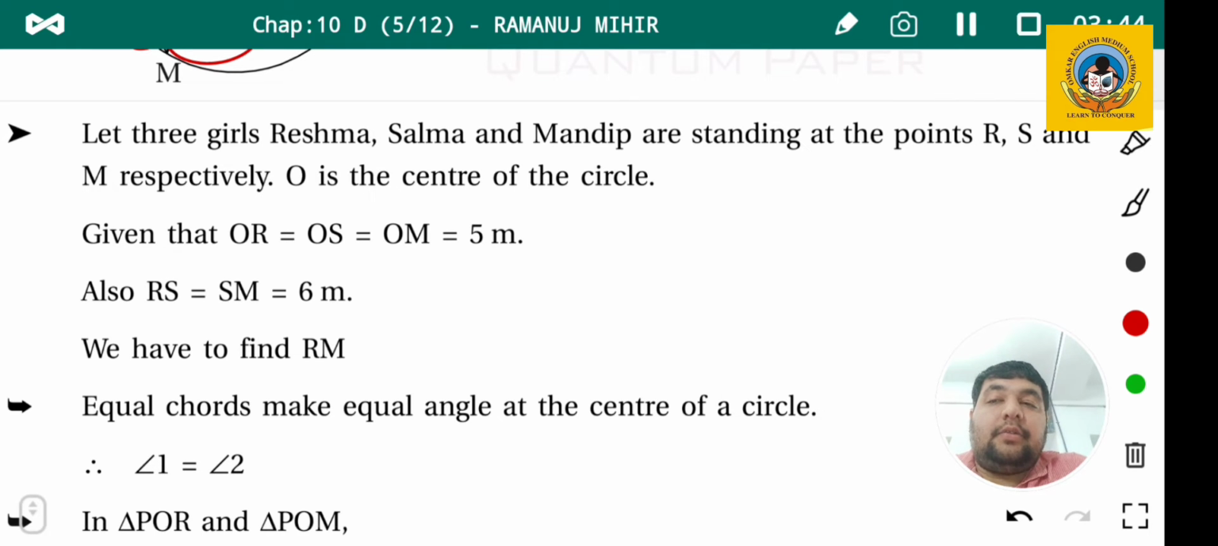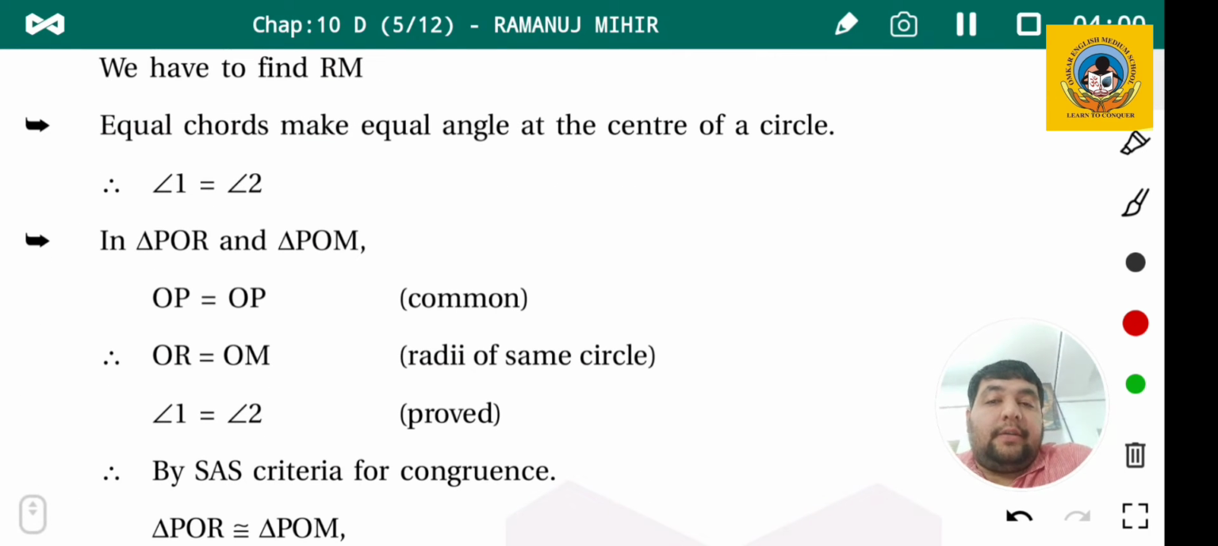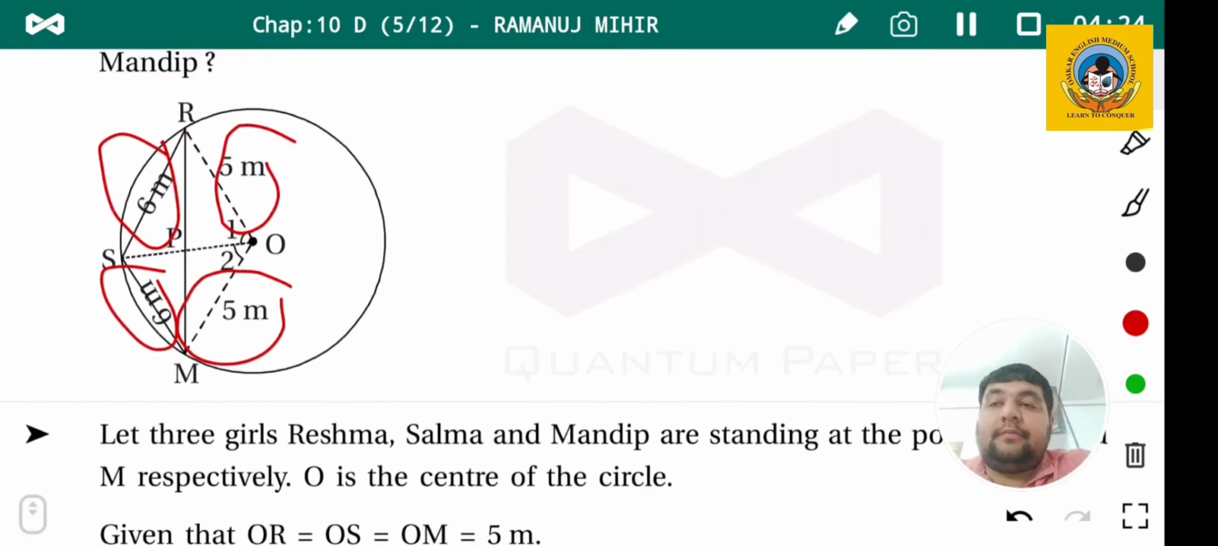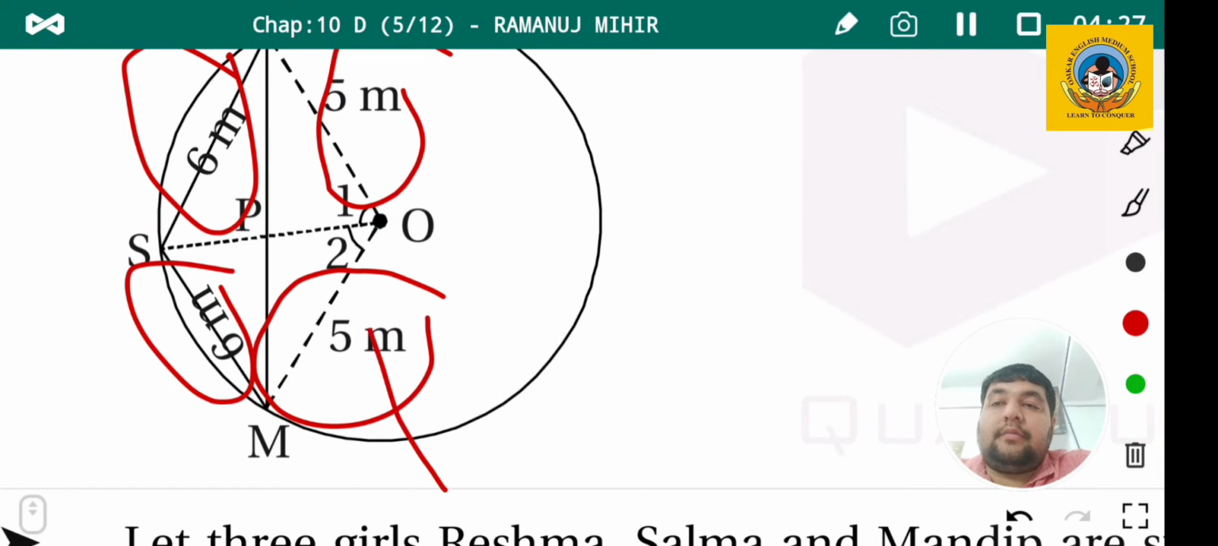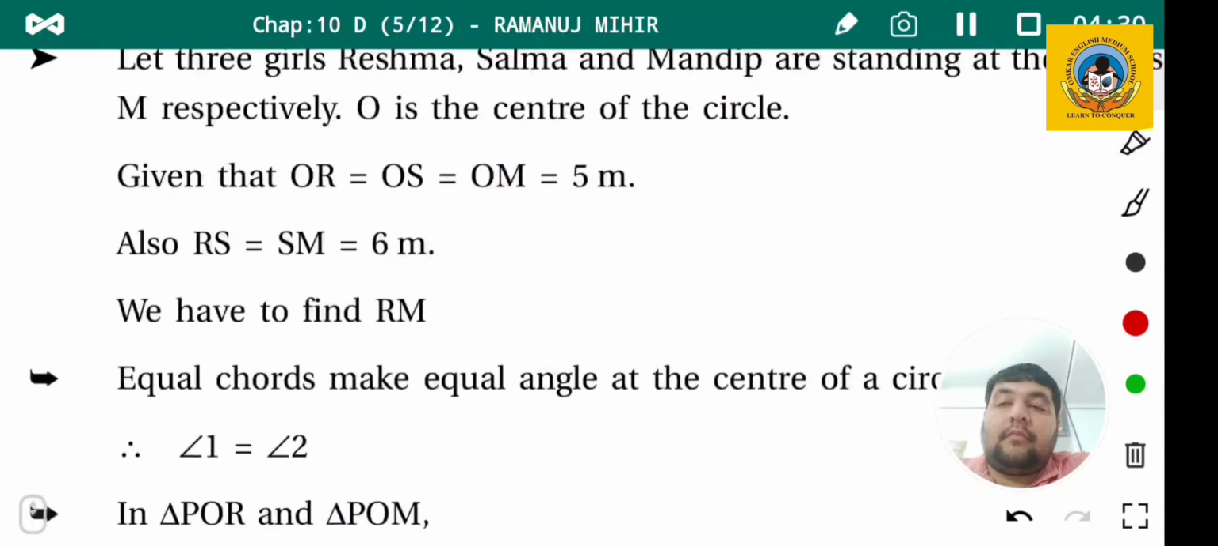Now RS equal to SM equal to 6, because the distance between these two is 6 meter. It is given. Now we know that if the chords are equal, then the angles subtended by the chords at the center are equal. So angle 1 is equal to angle 2. From the theorem we know that. Now in triangles POR and POM, you can see here.